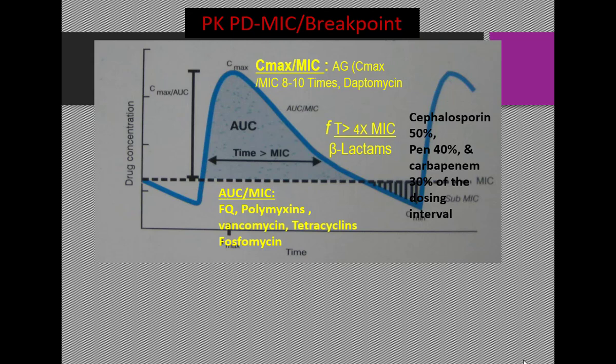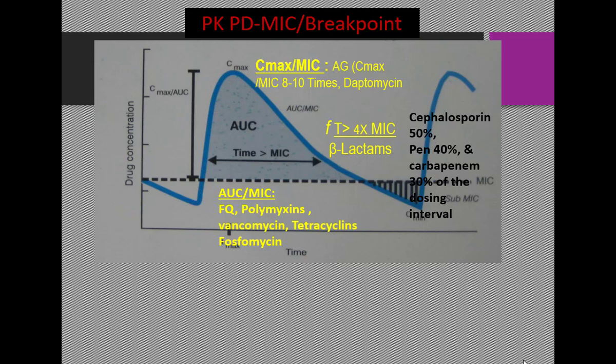That means the concentration of carbapenems needs to be 4 times more than the MIC for 50% of the time of the dosing interval. So I give meropenem in 8-hourly doses. My concentration of meropenem should be 4 times above the MIC for at least 4 hours, and that can be achieved only if I give an infusion for 4 hours. So now you understand why all the ICUs have moved on to prolonged infusion of antibiotics.